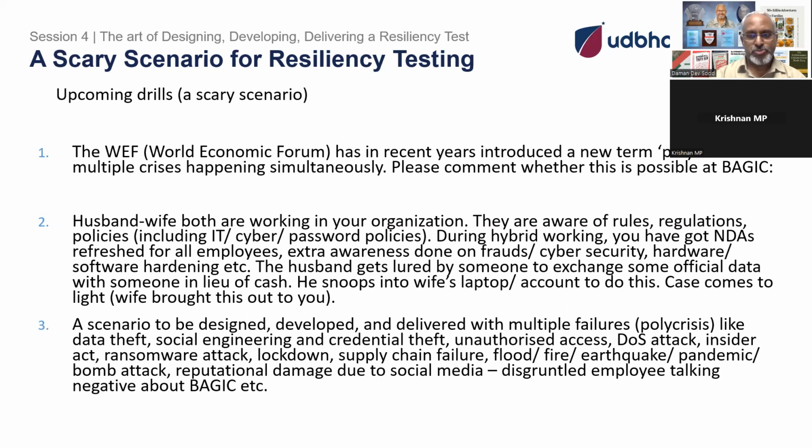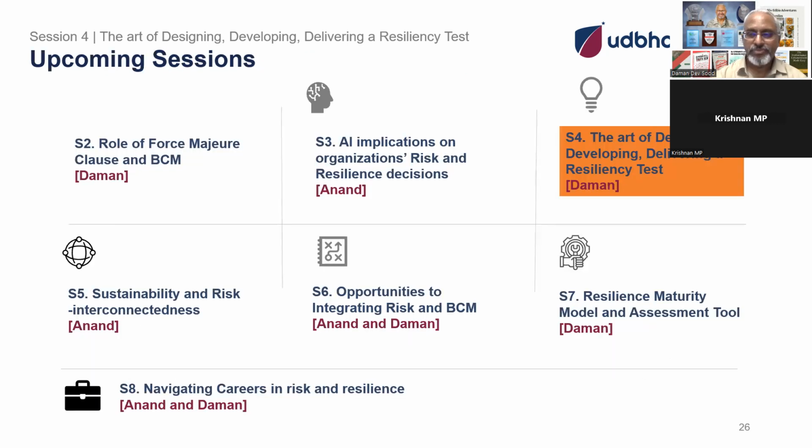multiple failures, which is polycrisis, like data theft, social engineering, credential theft, unauthorized access, a DoS attack, which may later become DDoS, an insider act, ransomware attack, lockdown, supply chain failure, flood, fire, earthquake, pandemic, bomb attack, reputational damage due to social media, for example a disgruntled employee talking negatively about your company.